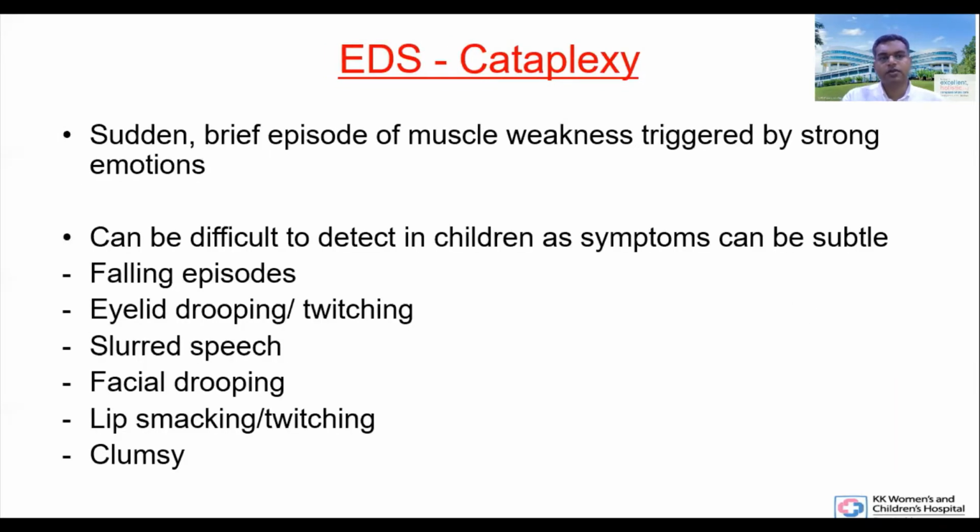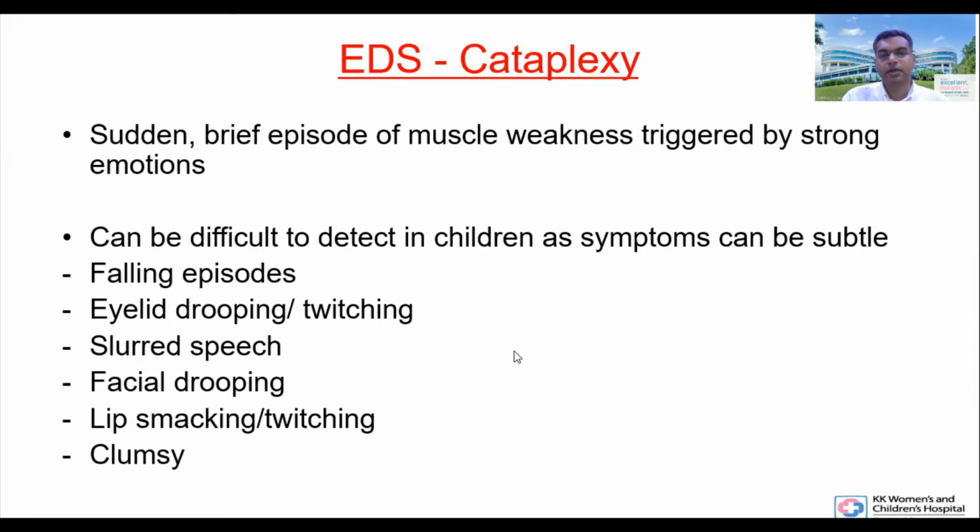What is cataplexy? It's a sudden, brief episode of skeletal muscle weakness triggered by strong emotions, which can be anger, laughter, or crying. They can have a full-blown skeletal muscle weakness where they can fall to the floor, or it can be partial, causing eyelid drooping, twitching, slurred speech, facial drooping, lip smacking or twitching of the facial muscles, or sometimes they are just reported as the child being clumsy. This is thought to be related to REM sleep happening during wakefulness.